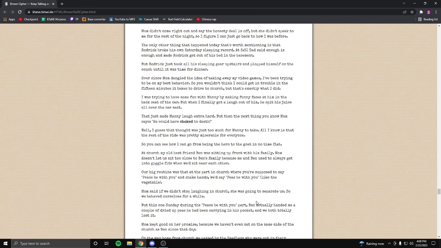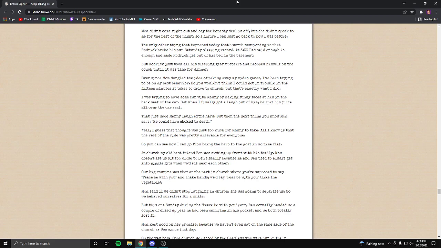At church, my old best friend Ben was sitting up in front with his family. Mom doesn't let us sit close to Ben's family because me and Ben used to always get into little giggle fits when we sat near each other. A big routine was that at the part in church where you're supposed to say, "Peace be with you," and shake hands, we'd say, "Peas be with you," like the vegetable.